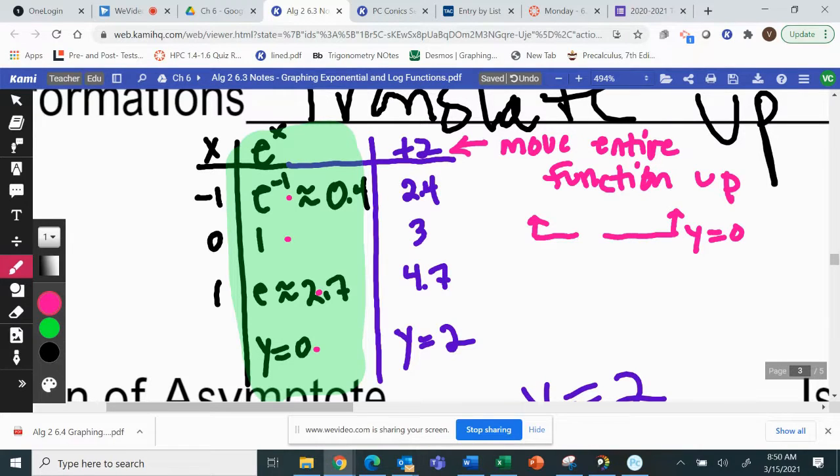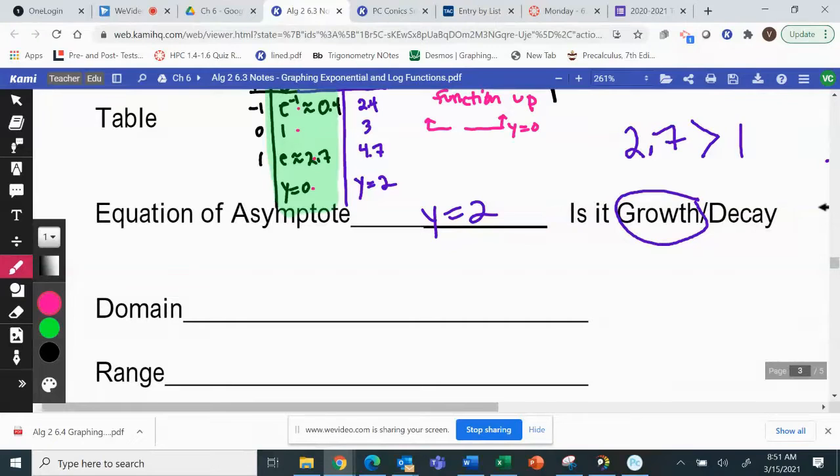Okay. Now, if I were doing a horizontal transformation, none of the green stuff would change. But since it's a vertical transformation, everything in green changes, and that's where my asymptote is. The asymptote for exponential is only on the y side. And that's when we do our domain and range.